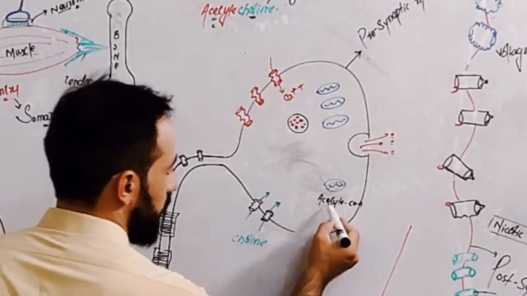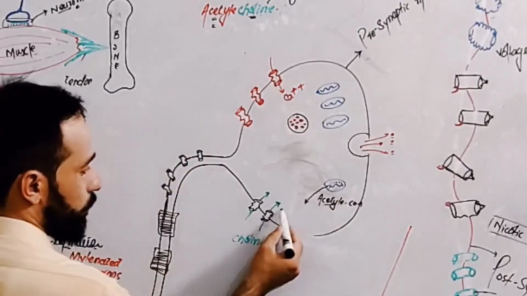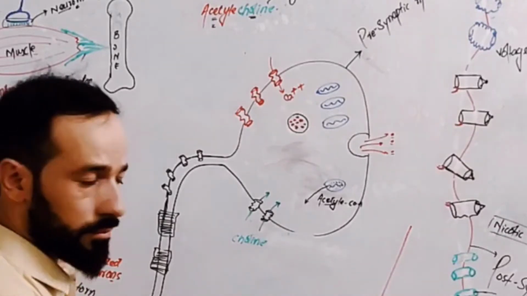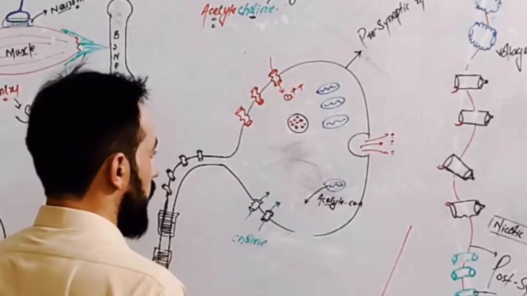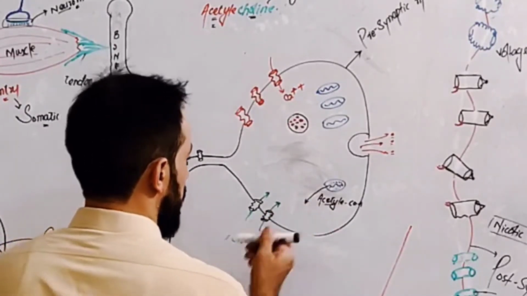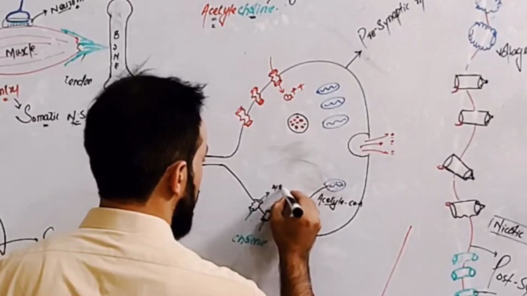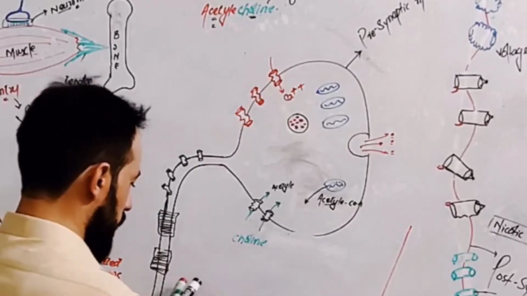Acetyl-CoA. Now this acetyl-CoA comes from mitochondria and this choline comes from outside, right? So when both of them come, they unite together and they are bonded with each other. So what will be bonded? There will be the bond between the acetyl and the bond between choline.